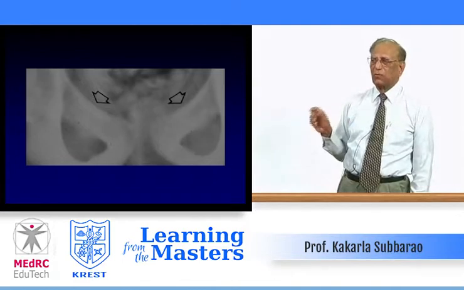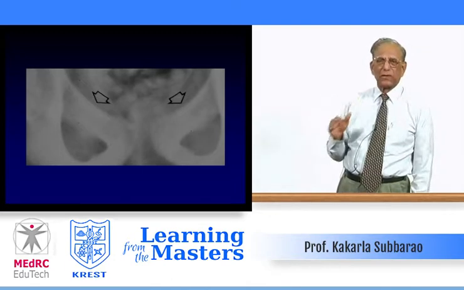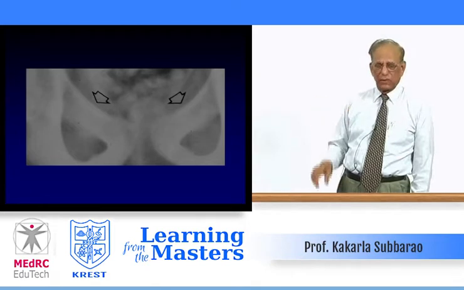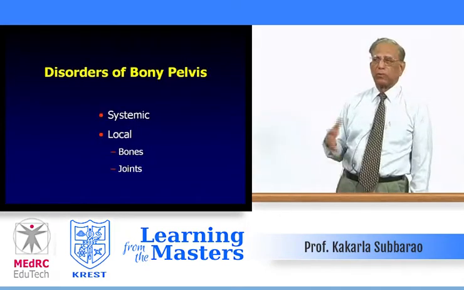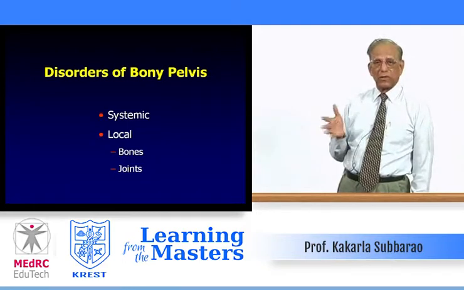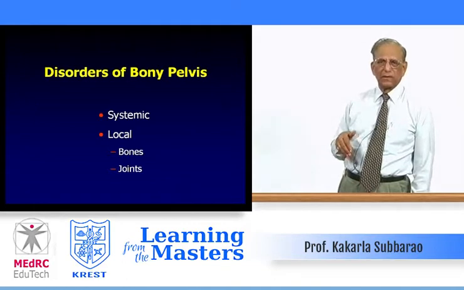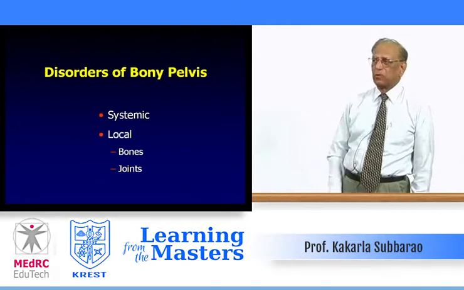First we will see the normal variants. These are the pectineus muscular attachments, which simulate a periosteal reaction along the superior margins of the pubic bones. It is normal. Now we come to the disorders of the bony pelvis. What are the systemic disorders? Any disease in the body may reflect, say, metastasis, myeloma, benign tumors. All these may reflect upon the bony pelvis.